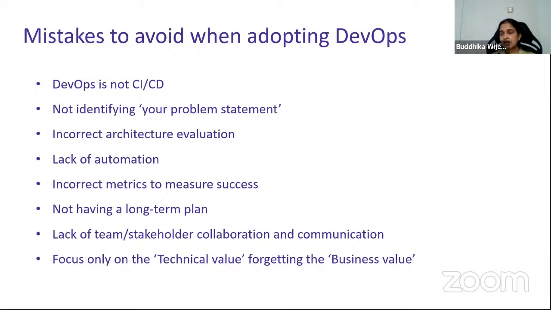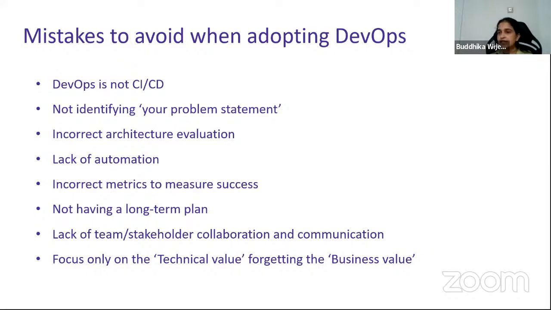So the next mistake is not having a long-term plan. It is important to have a long-term plan. In DevOps, you have to think big. It is true that you have to start small, but have some long-term plan. Then you know where you are moving ahead, so you can do the small incremental improvements.